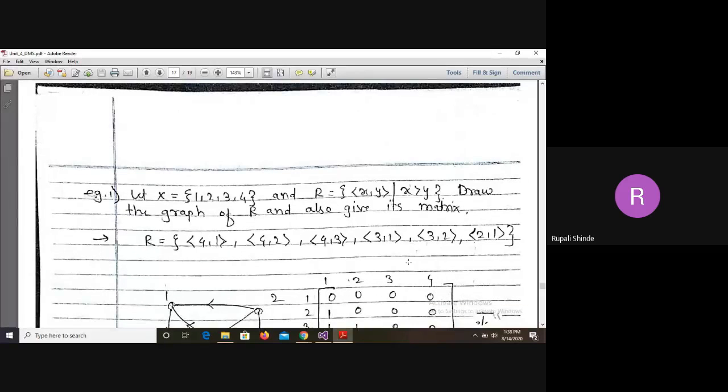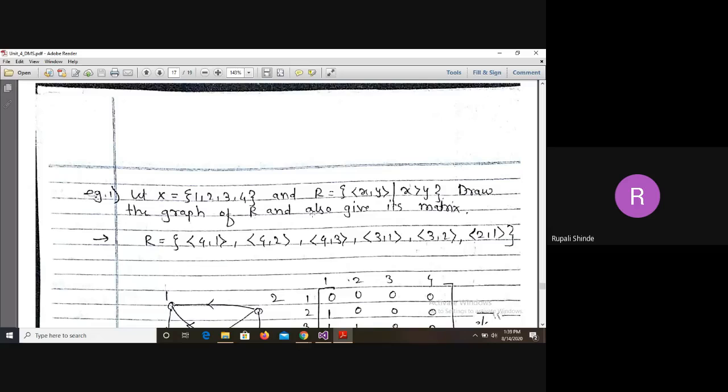So here question number 151 says: let X be the set {1, 2, 3, 4} and relation R is equal to the ordered pairs (x, y) such that x is greater than y. Then draw the graph of R and also give its matrix. So here this relation R is defined on set X, which consists of 4 elements 1, 2, 3, 4, and relation R consists of ordered pairs (x, y) such that x is greater than y.